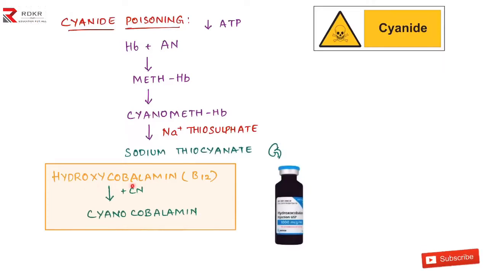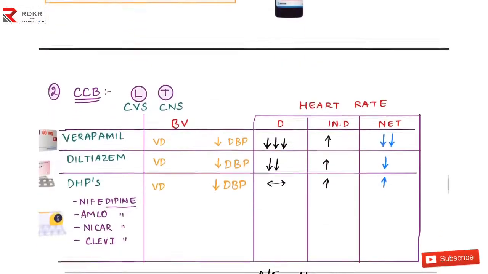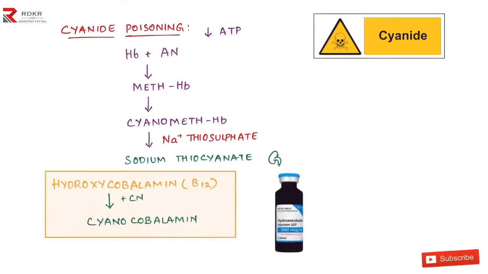That is, when hydroxycobalamin is given to a patient with cyanide poisoning, then the cyanide and the hydroxycobalamin both combine, and then they form cyanocobalamin, which can be excreted. Okay, these are the important points you have to remember about the cyanide poisoning. And here you can just look at the image for your knowledge. That is, the hydroxycobalamin will be like this in the vial.